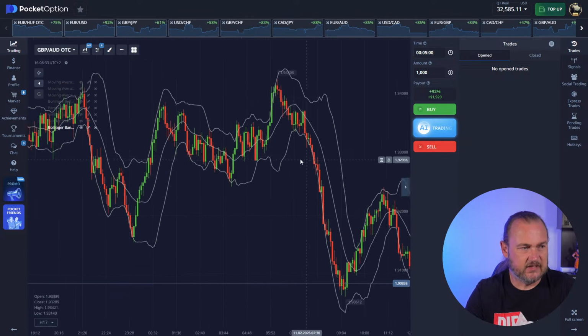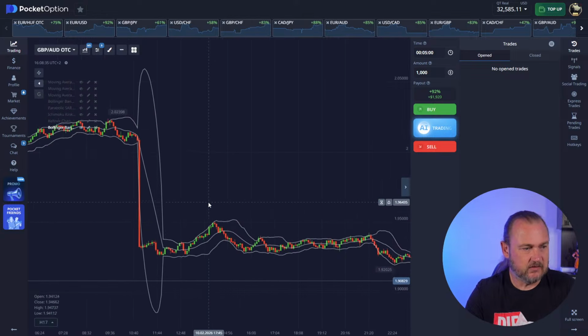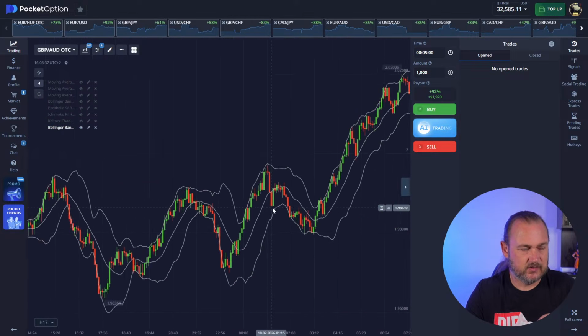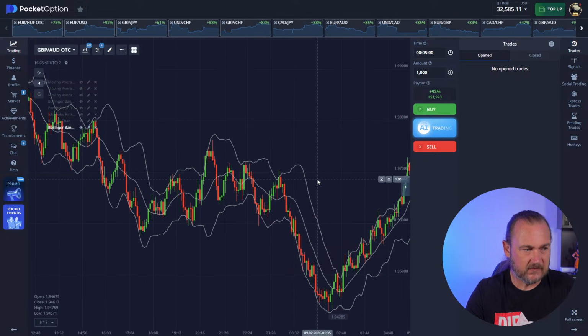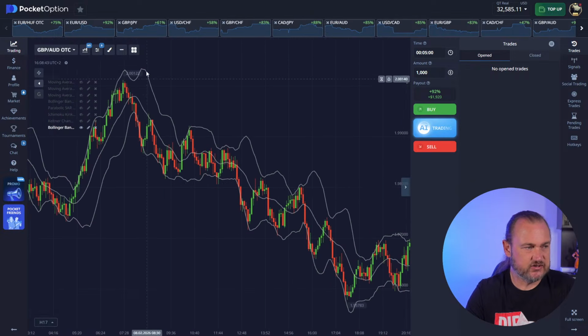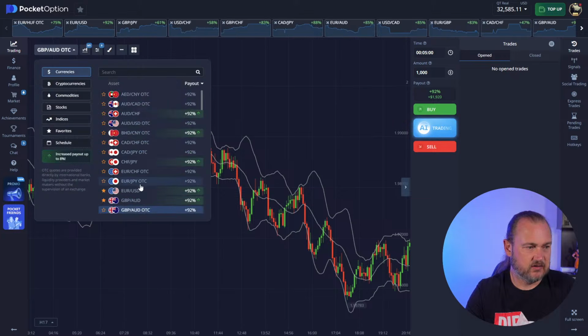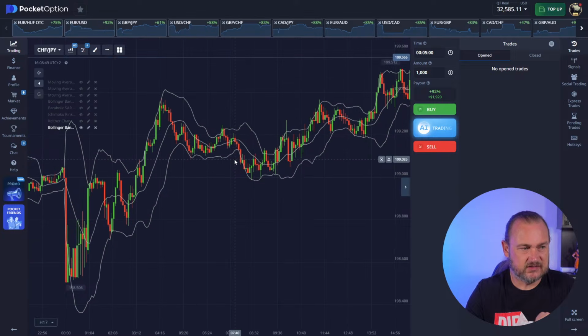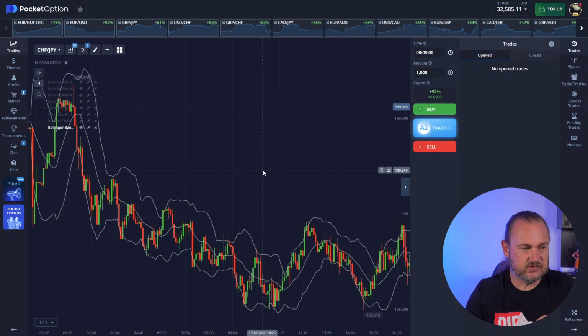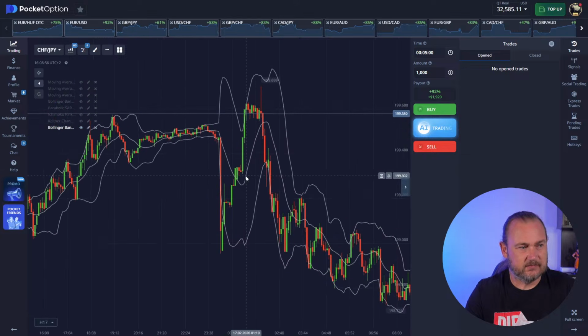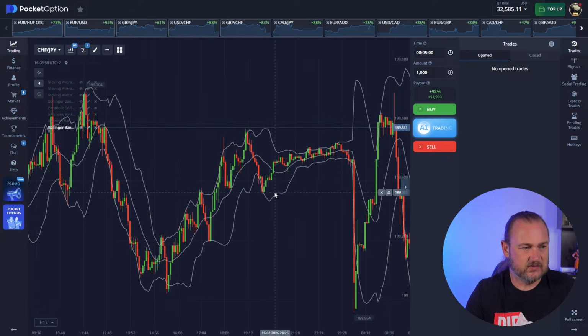The idea behind the squeeze is that when the Bollinger Band starts contracting, it's building pressure. The longer the squeeze duration, the higher the pressure that's being built. And then when the squeeze pops, these are the massive candles.